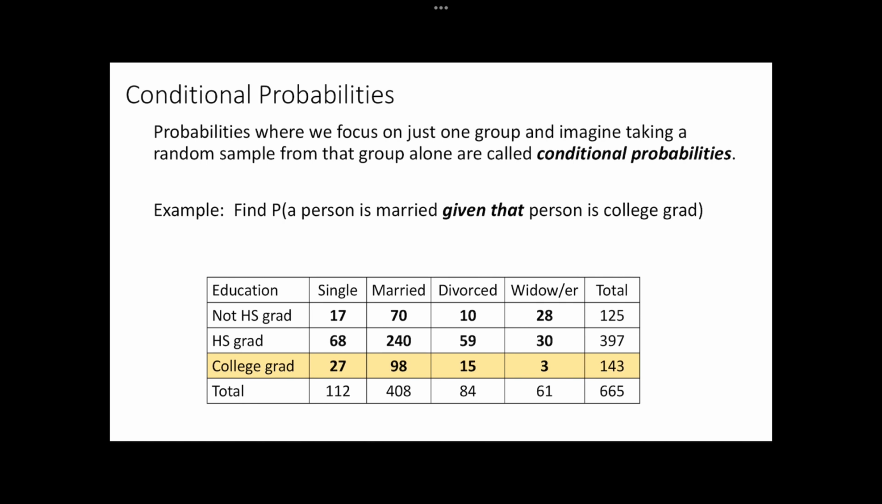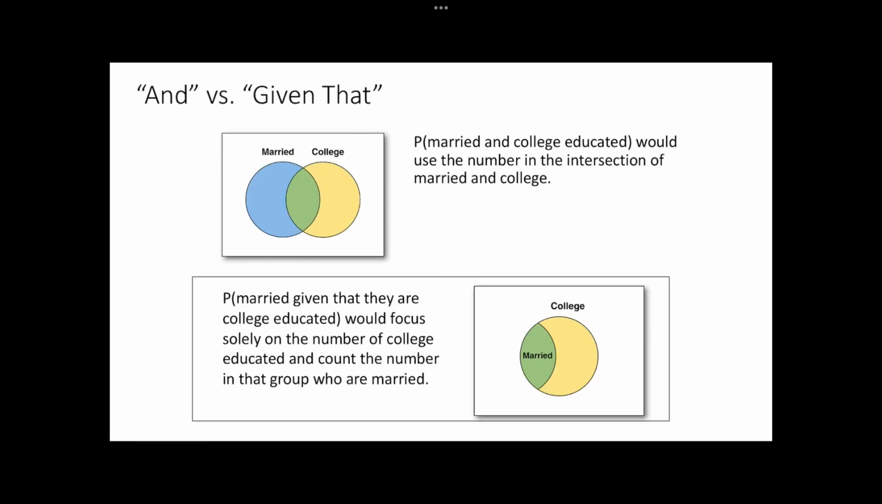Probabilities where we focus on just one group and imagine taking a random sample from that group alone are called conditional probabilities. So for example, suppose we want to find the probability a person is married given that the person is a college grad. In this case, we're going to focus in on the highlighted row of college grads, and we're going to pretend like this is our data that we're focused in on and find the probability there. Let's look a little closer.